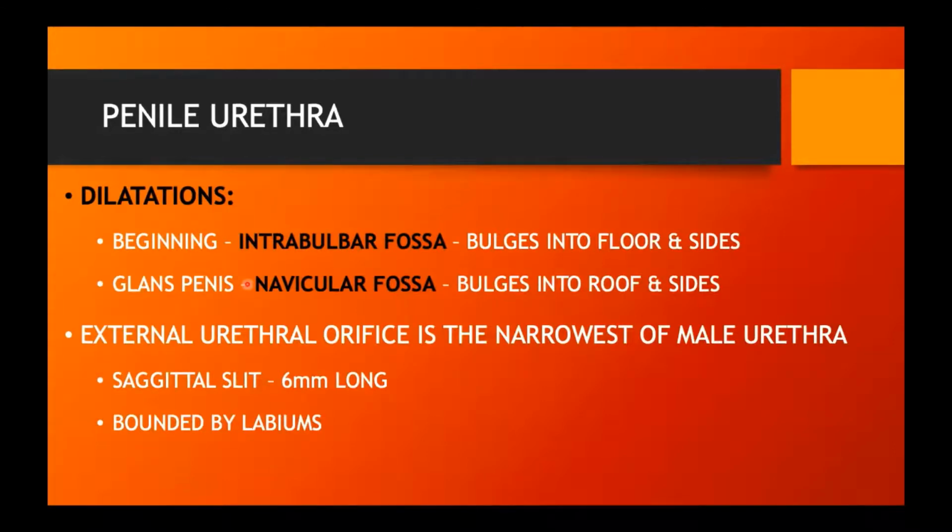The external urethral orifice is the narrowest part of the male urethra. It is actually like a sagittal slit, a vertical slit having a length of around 6 millimeter, and it is bounded by two small lip-like structures called labia.